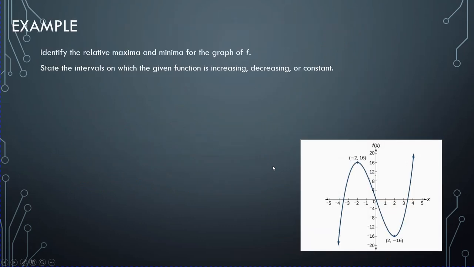Okay, let's take a look at this one here. This is like a complete example. Let's identify the relative maximum and minimum of this graph, and then finally let's state the intervals on which the given function is increasing, decreasing, or constant. Let's start with relative max.